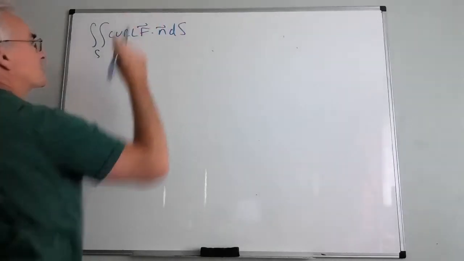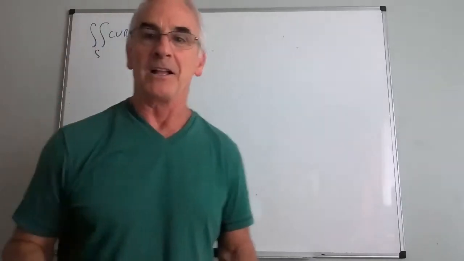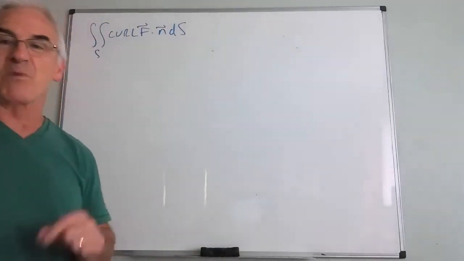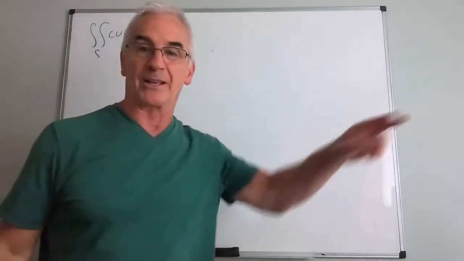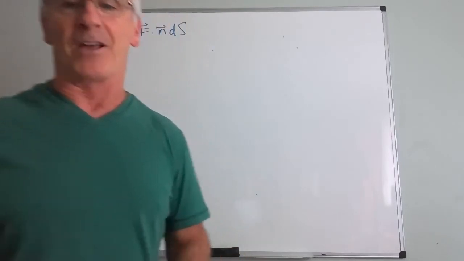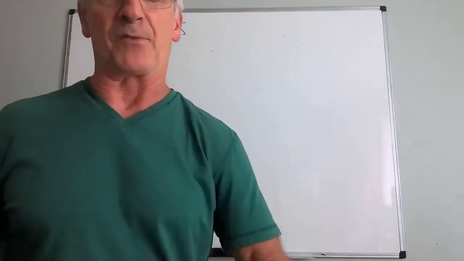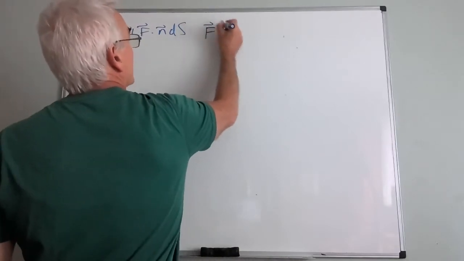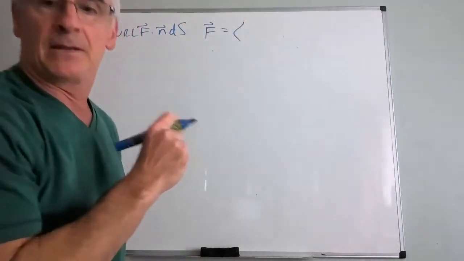And by the way, this is where you do want to pay attention to detail. Capital S means I'm integrating over the surface. Small s means I'm integrating over the arc length. It's very different, not even similar. Not only different formulas, but just a different way of looking at the problem. Okay, F is going to be, let's see.